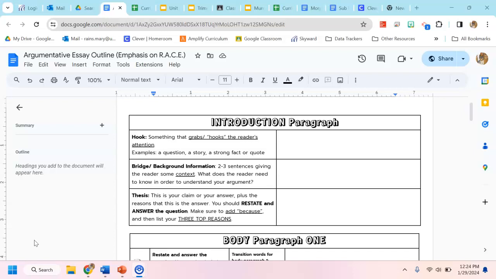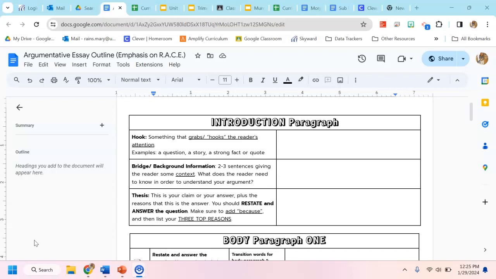Some examples of types of hooks would be a question, asking a question that would make the reader think more about the topic and would hold their attention; a story, really setting the scene for the reader; or even a strong fact or quote, something strong enough and interesting enough that the reader would want to read more about that topic or find out more information about it.